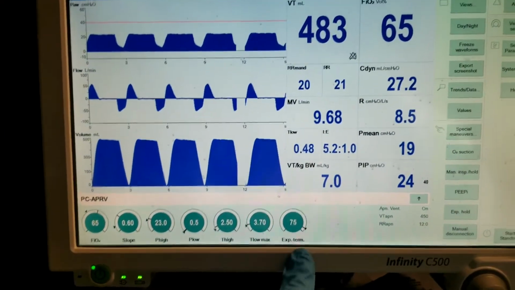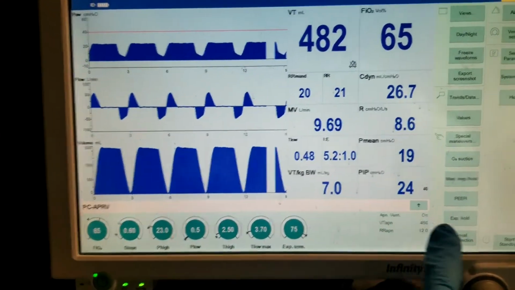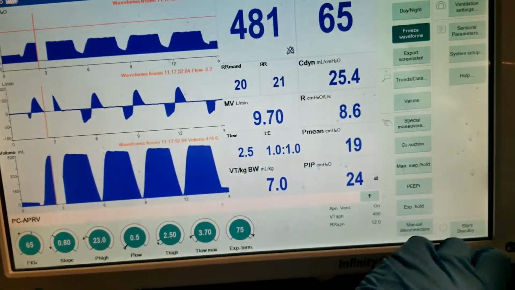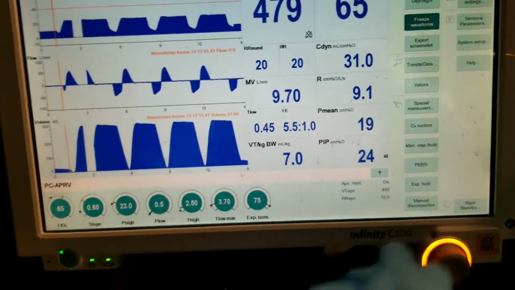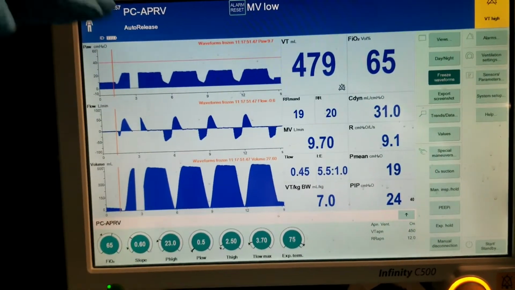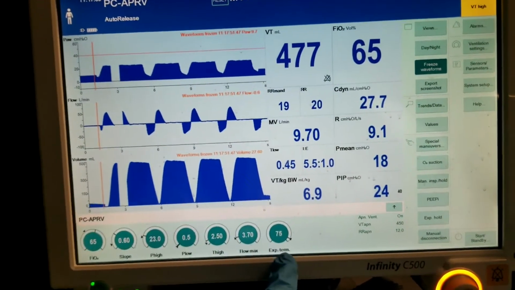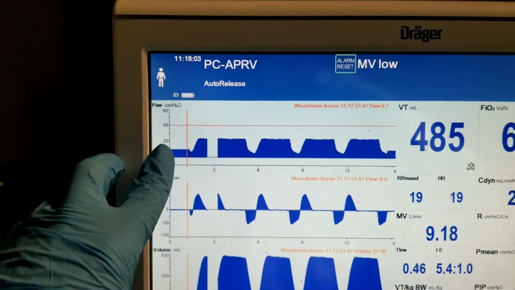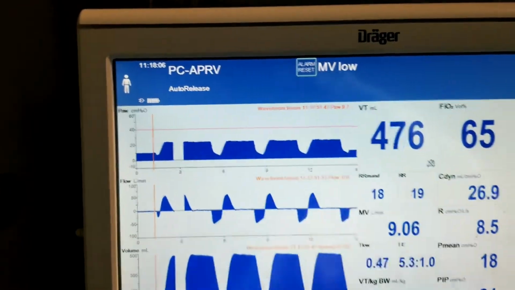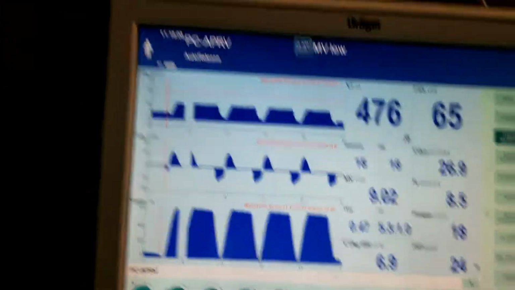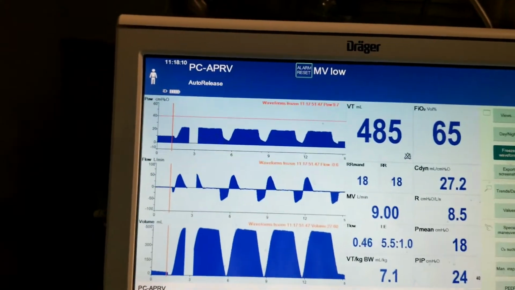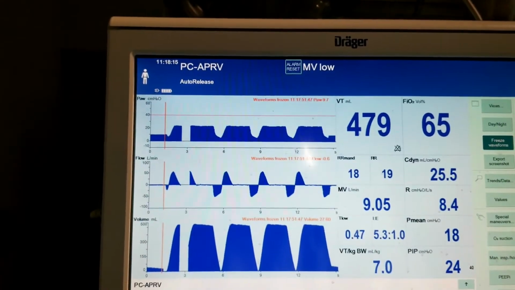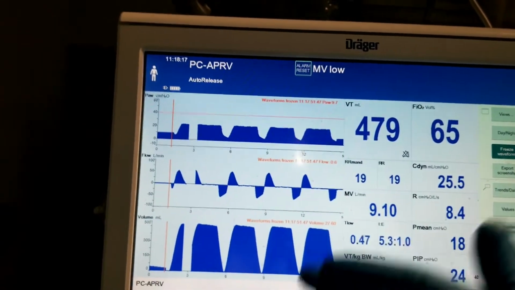Right here, we're using the auto release, so we're actually creating a P low that is not actually set, but we're determining the expiratory termination from the P high down to the P low based on percentage of peak expiratory flow, and that gives us a 9.7. So what we have here is a P high of 23 that drops to 9.7. So we have a drive pressure close to 14, so we have safe drive pressures.